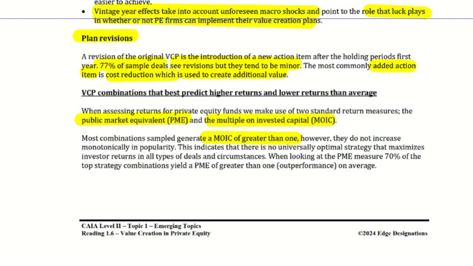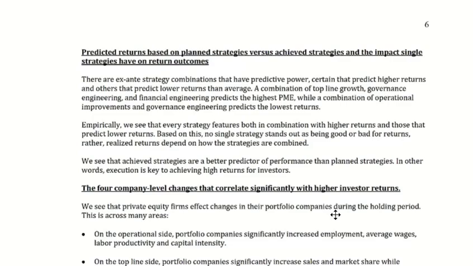What does that tell us? That there is no universal optimal strategy that will maximize investor returns in all deals and circumstances. I hope that's not bad news to people, but there's no silver bullet that works for all deals. We're looking at the PME measure. 70% of the top strategy combinations yield a PME of greater than 1. In other words, outperformance over there.